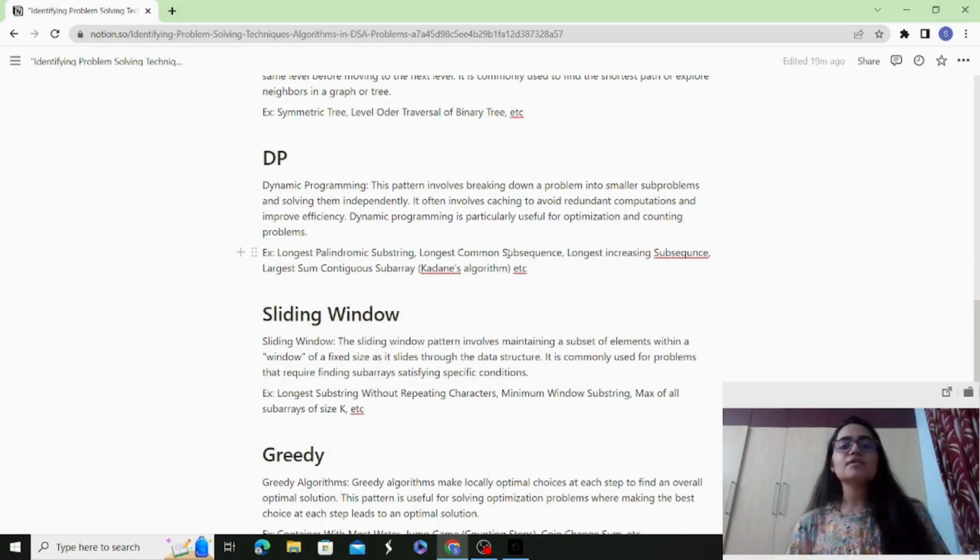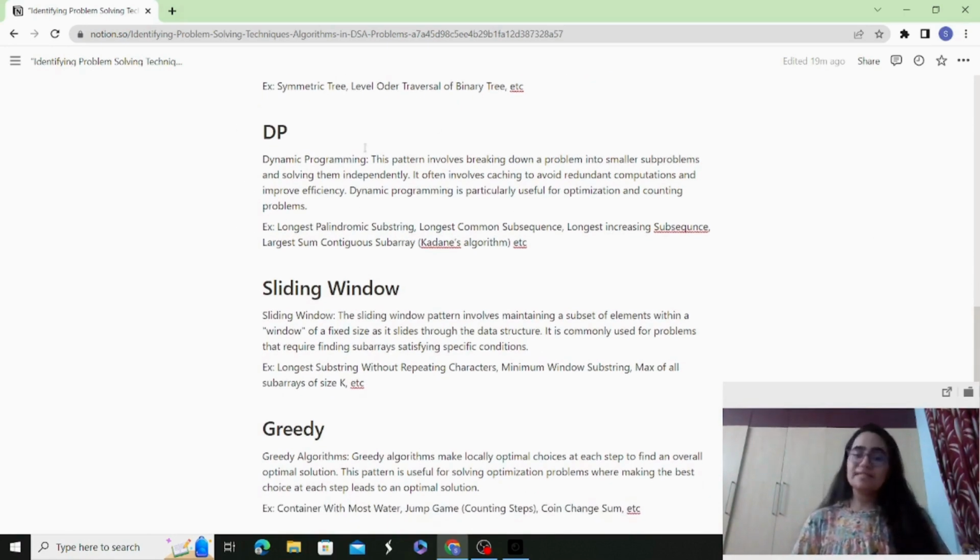Coming to the next, which is longest common subsequence. This is the LCS problem. You can take a look into that. Longest increasing subsequence, then largest sum contiguous subarray. There are slight differences between subsequence and subarray, which you have to look into because that comes in handy when you are solving these problems. Then coming to the next, which is Kadane's algorithm. Kadane's algorithm is nothing but largest sum contiguous subarray, which you can solve using dynamic programming. So that was all about the dynamic programming approach, and this is very important again.